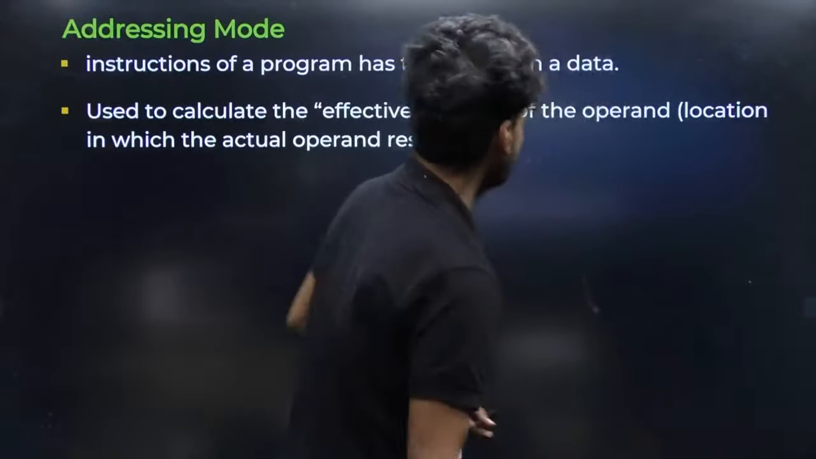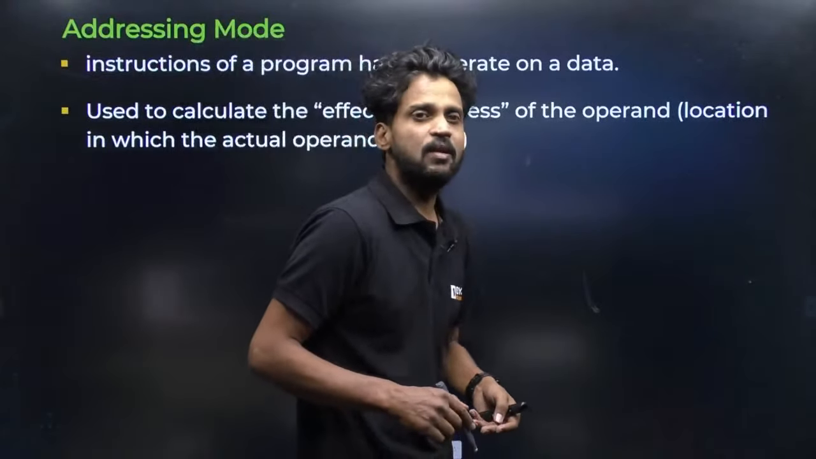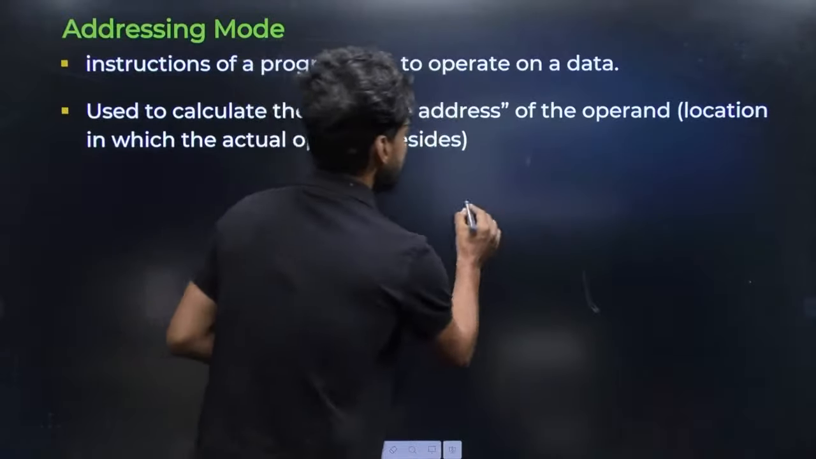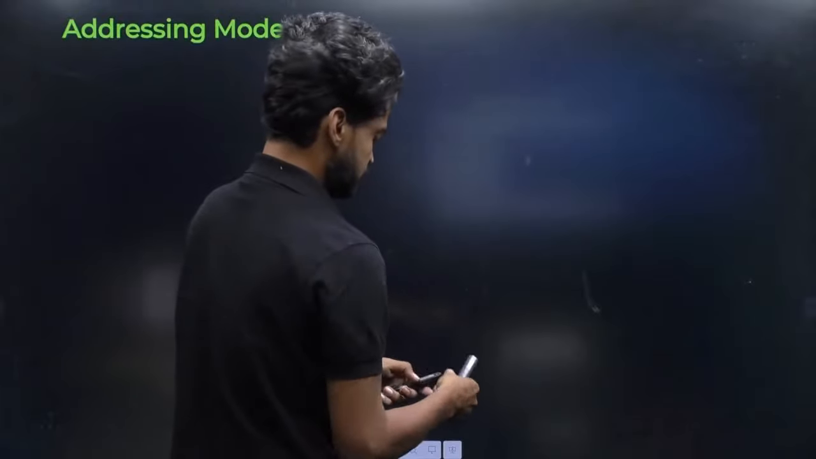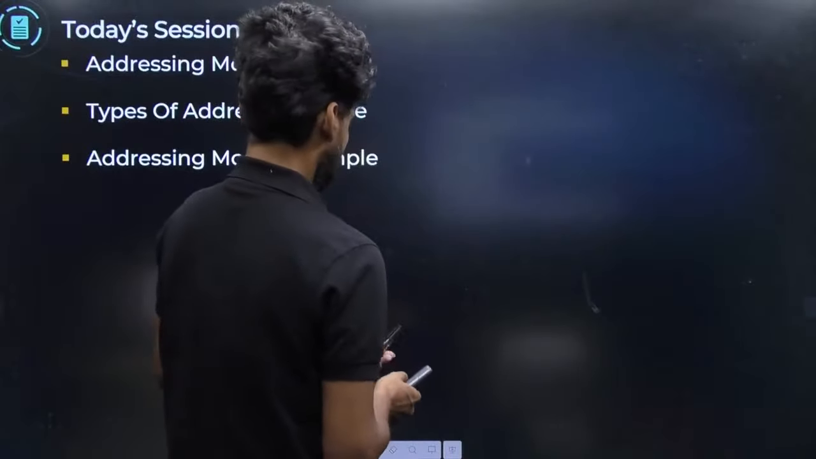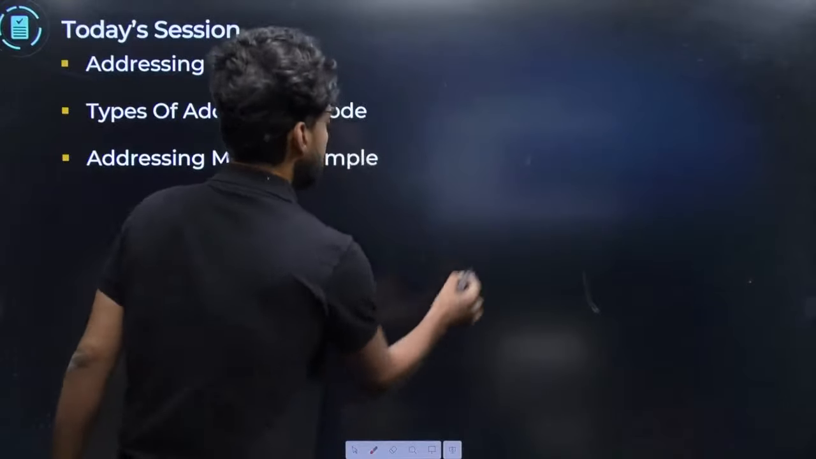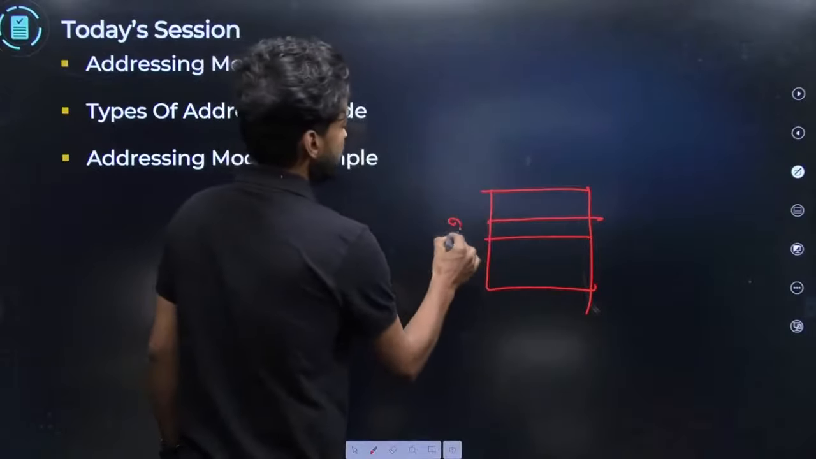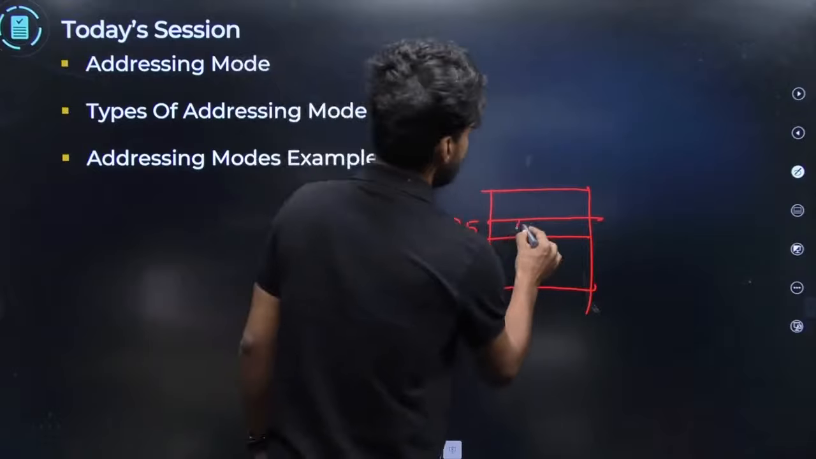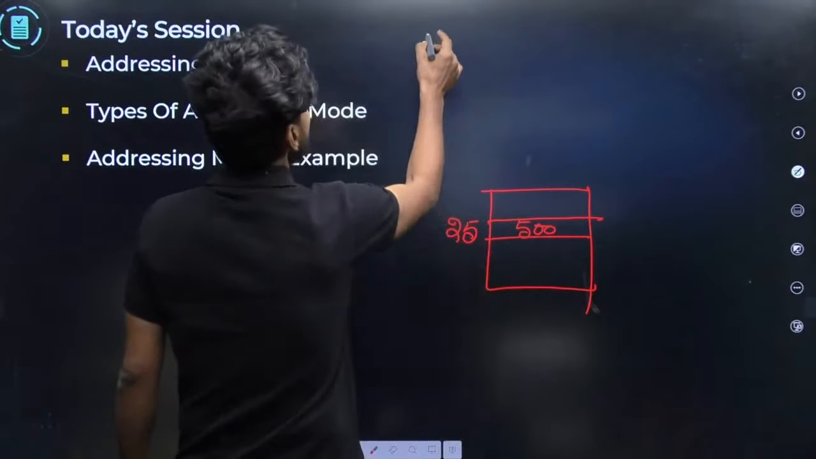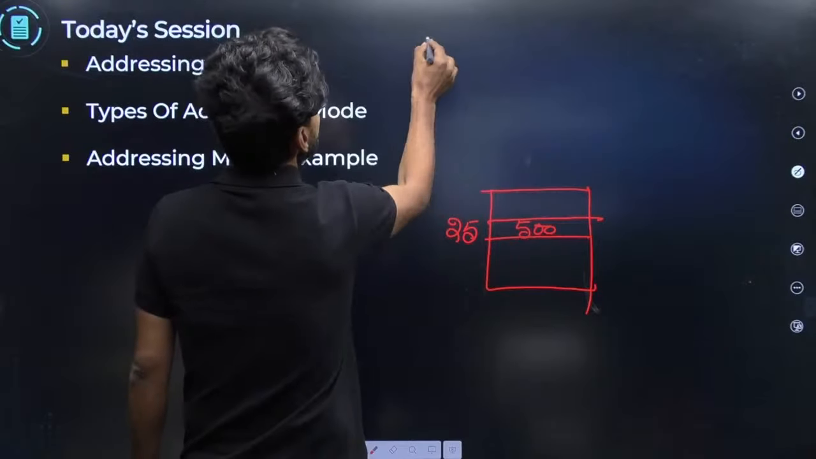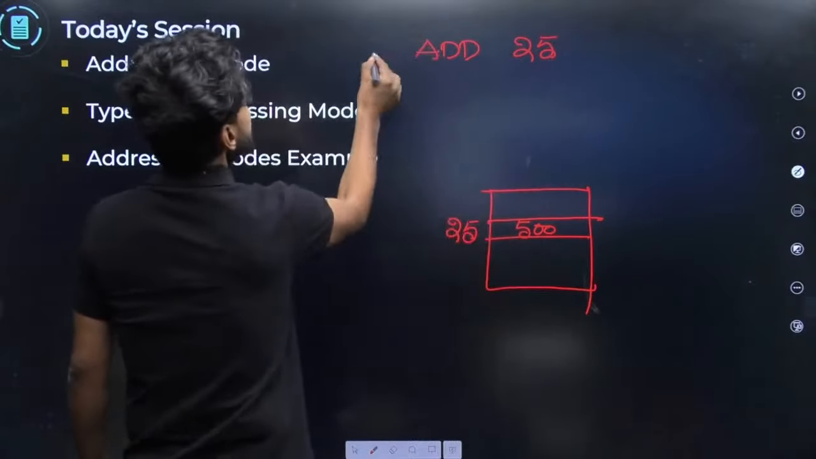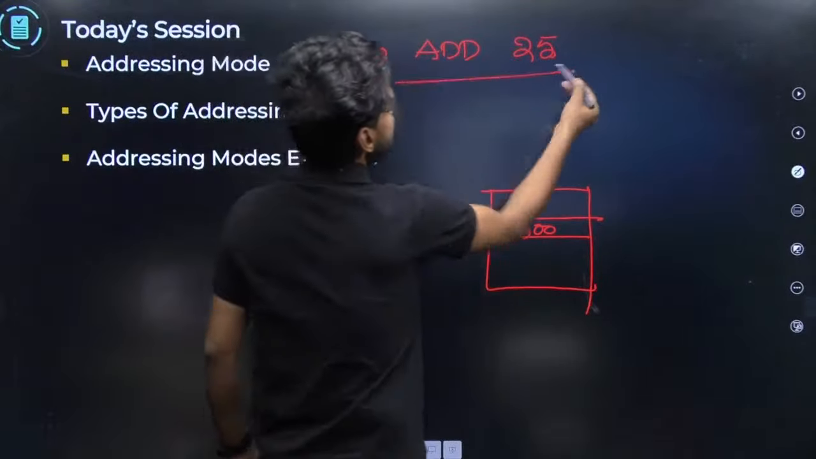Sir, what is effective address? Let me tell you. For this, let me take the help of yesterday's session. In the previous session, we used one example. Let us say there is a main memory. In main memory, in the 25th location, there is a value 500. In an instruction, we have something like ADD 25, and the ADD is preceded by a 0. Let us say this ADD is in the direct addressing mode.